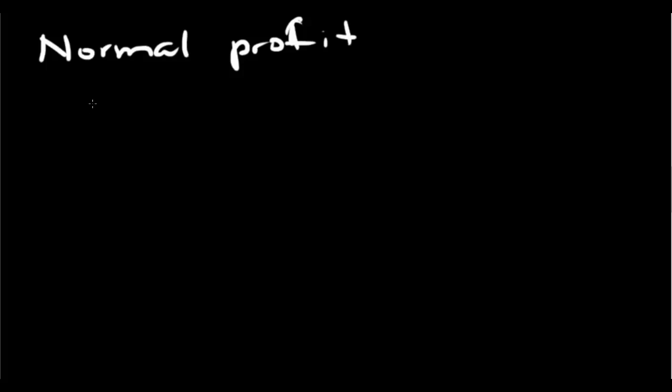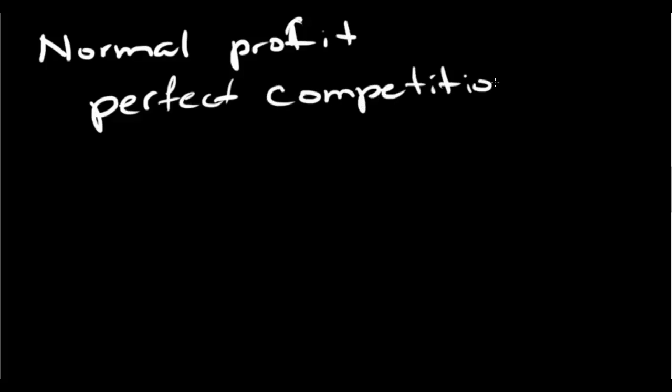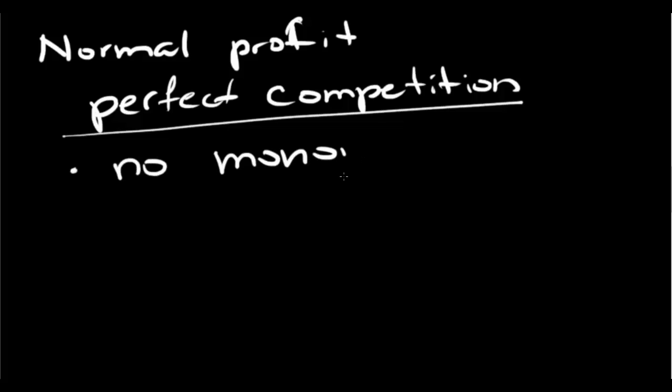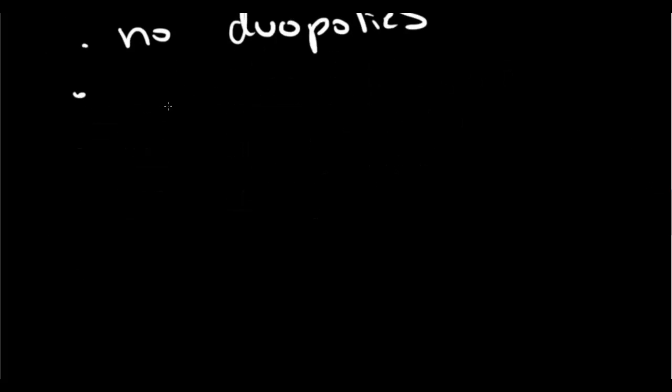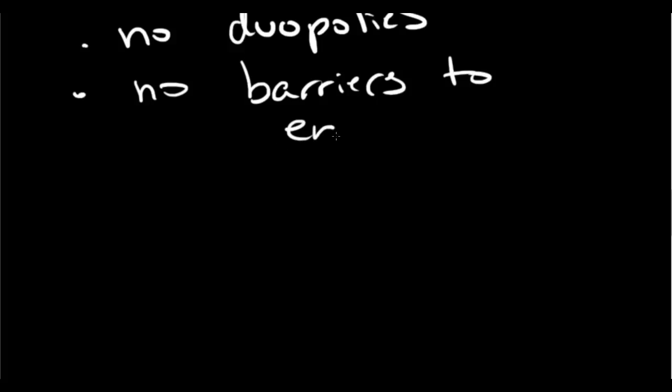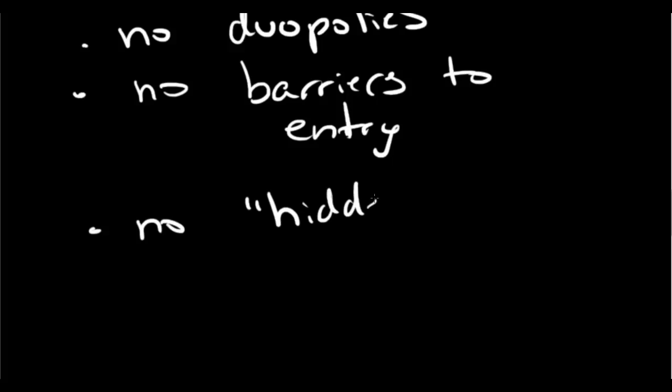So in our first situation, where we have normal profit, in this situation, we have what's called perfect, or near perfect, at least, competition. And in this kind of scenario where we have perfect competition, we've got a marketplace where there are no monopolies, no duopolies, no barriers to entry, and there is no hidden knowledge.